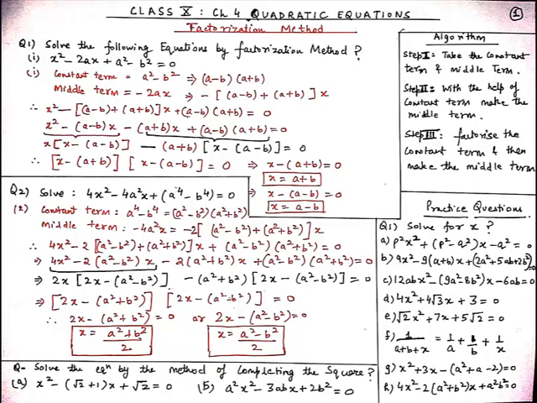Now, as per our algorithm, the first step is that we have to take the constant term from our given quadratic equation. In our given quadratic equation, the constant term is a square minus b square, and at the same time take the middle term, which is minus 2ax. Now our second step is, with the help of this constant term, we have to make the middle term. So when we factorize our constant term, which is a square minus b square, it can be written as a plus b into a minus b.